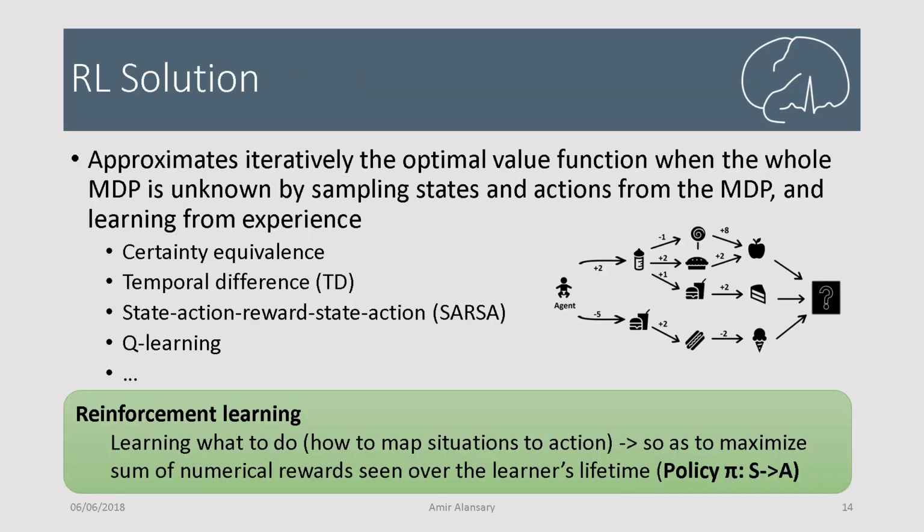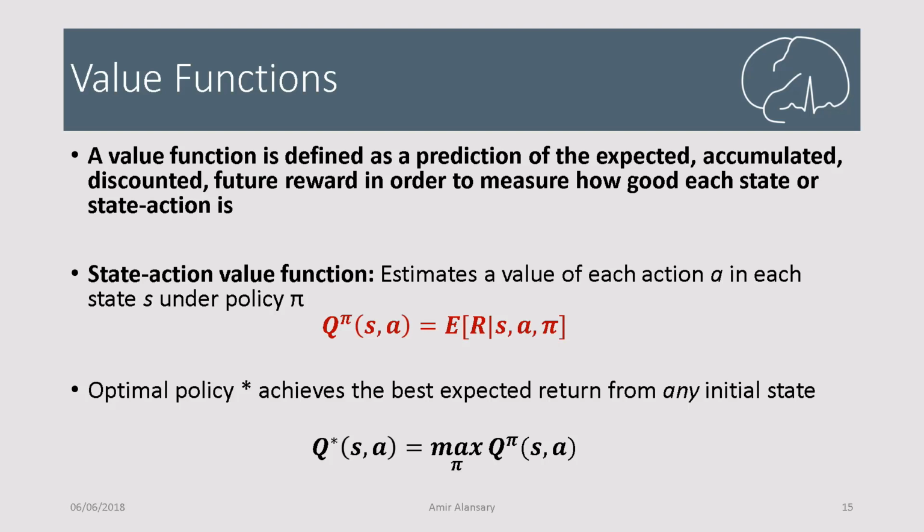So to redefine reinforcement learning, it is actually learning what to do, or how to map situations to actions, so as to maximize the summation of numerical rewards seen over the learner's lifetime, which we call the policy. And there are different methods to solve this. We use Q-learning. It has been shown to work in medical imaging, but there are also other methods that can be explored. So value functions, you can choose any value function.